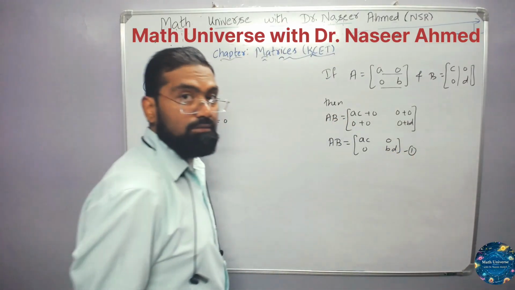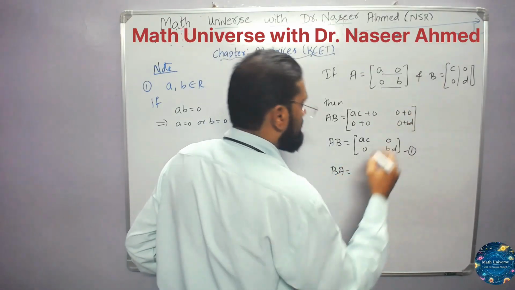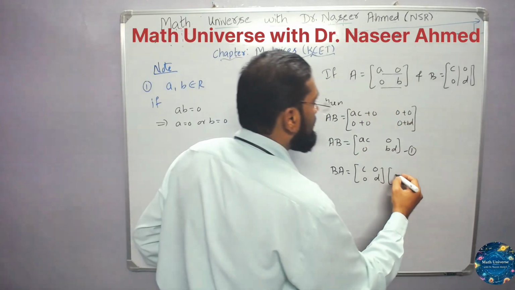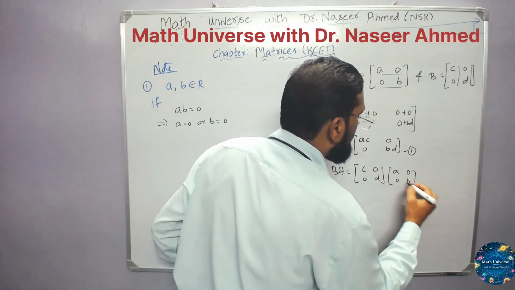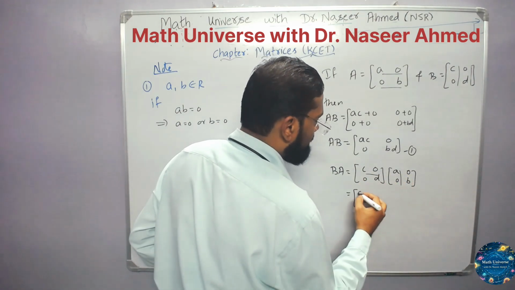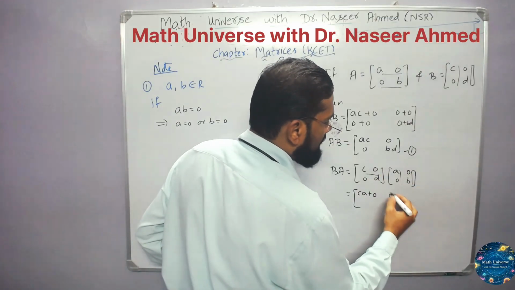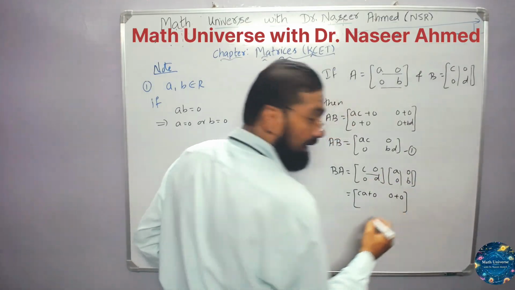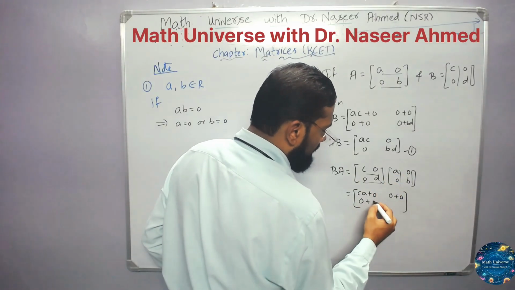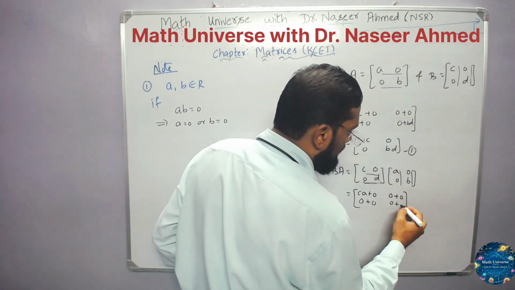This is equation number 1. Now let us talk about B into A. What is B? Here C 0 0 D, and A is this A 0 0 B. Now multiply this row versus column. This is first row, second column. C into A, 0 into 0 is 0. Then C, second column now, C into 0 is 0, A 0 into B is 0. Again, second row, first column, 0 into A is 0, then D into 0 is 0. Then second row, second column, 0 into 0 is 0, D into B is DB.